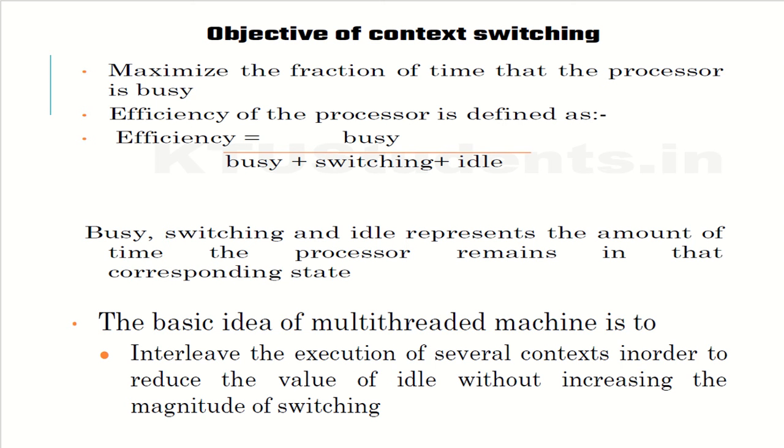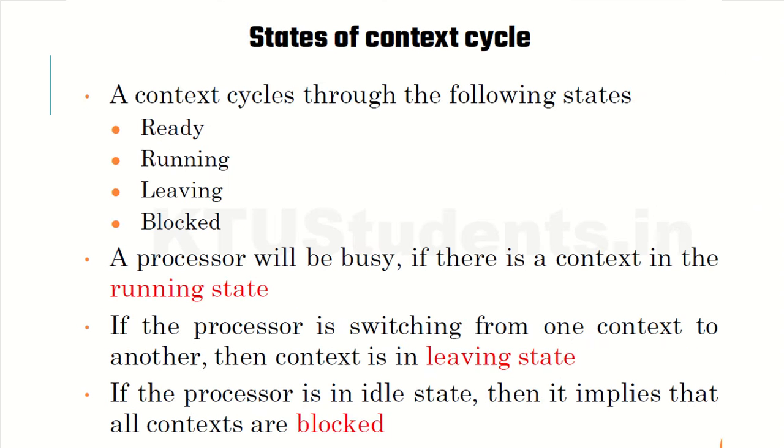Still you can have maximum utilization of CPU or reduce the number of idle cycles of the CPU. Then that is a perfect multi-threaded processor, and this is the whole idea behind multi-threading. Now we have to talk about some states of context cycle. This will be discussed in detail later, but still we can just go through it. So there are basically 4 states for a particular context.